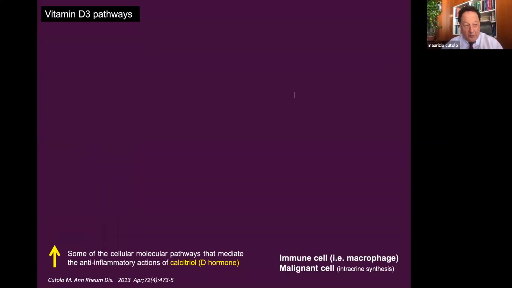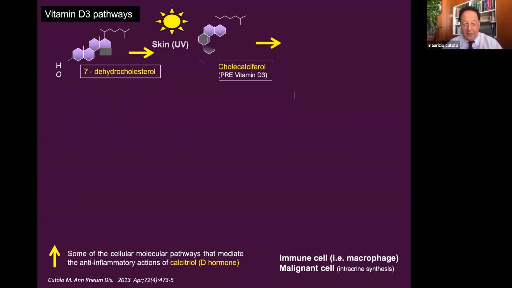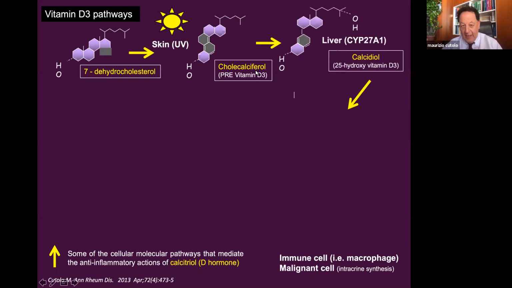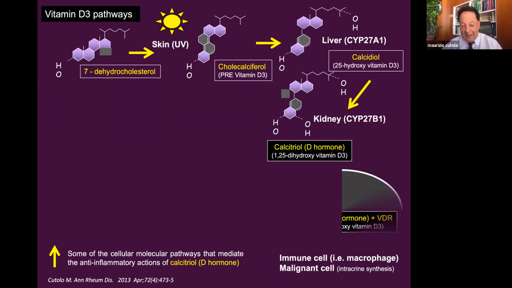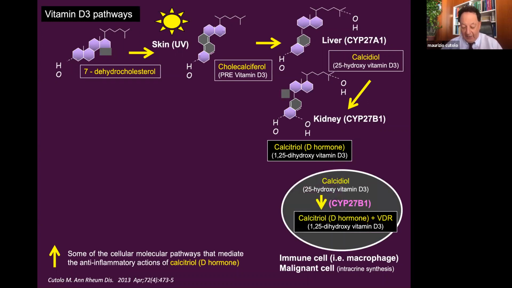This is a very important point because the pathway of vitamin D starts from cholesterol, the cholesterol of our skin, which is particularly a precursor, 7-dehydrocholesterol, that is transformed by ultraviolet into cholecalciferol. This is a precursor of the final vitamin. And then through the liver to the kidney, we produce the final calcitriol.